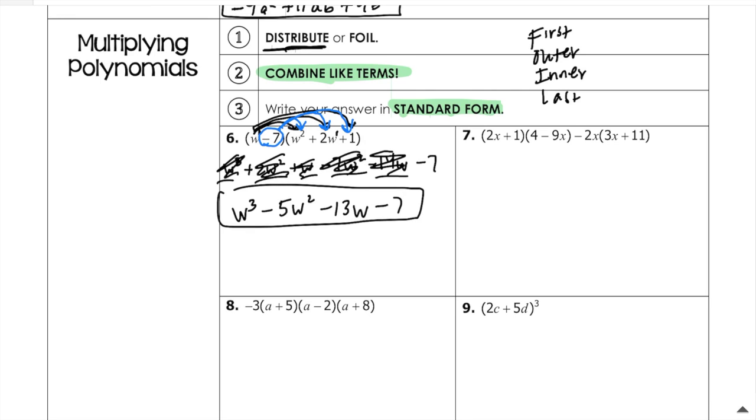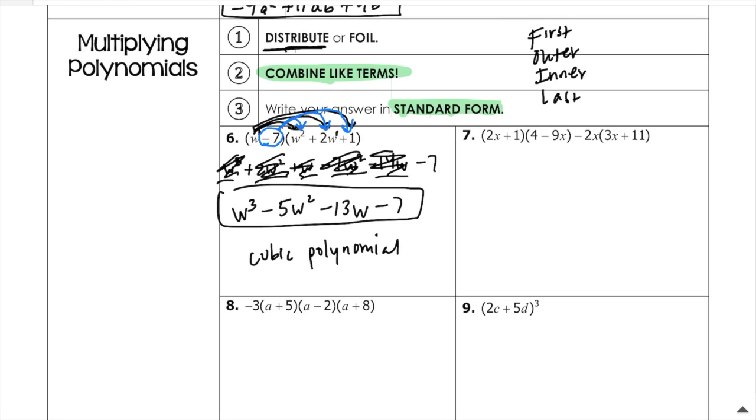Okay. And if I were to name this, so say I did ask you to name this, this would be a cubic. Since we have 4 terms, this would be a polynomial. Not that the directions told you to name it, I just wanted to give you guys an example.